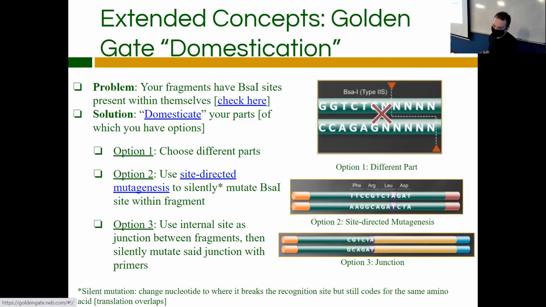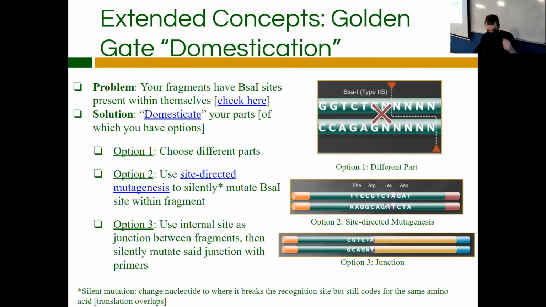Option 2 is to use site-directed mutagenesis. If you're not familiar, I'm not going to go into that here, but I included a link to a video covering site-directed mutagenesis. Basically, you're silently mutating that site so it doesn't correspond to complementary recognition for when the enzyme comes in. And by silently mutate, I mean you're just changing the nucleotide to where it has the same amino acid, so it still codes for the exact same thing and doesn't change the functionality of it, but in turn, the enzyme can't recognize it and therefore doesn't cut it in half.